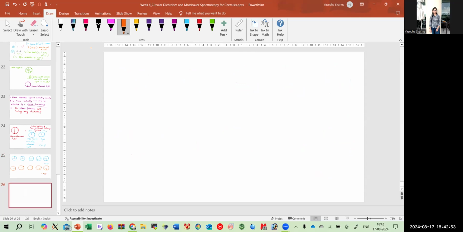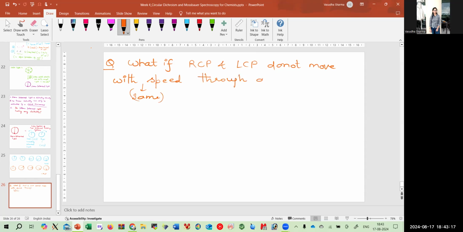So the question is, what if RCP and LCP do not move with the same speed? Then how would it look to an optically active medium? Let's say a chiral medium.